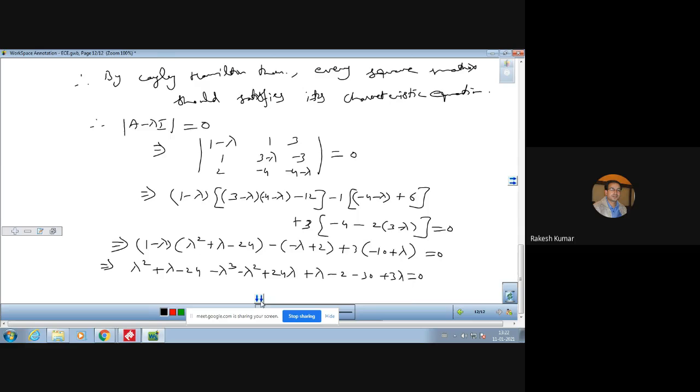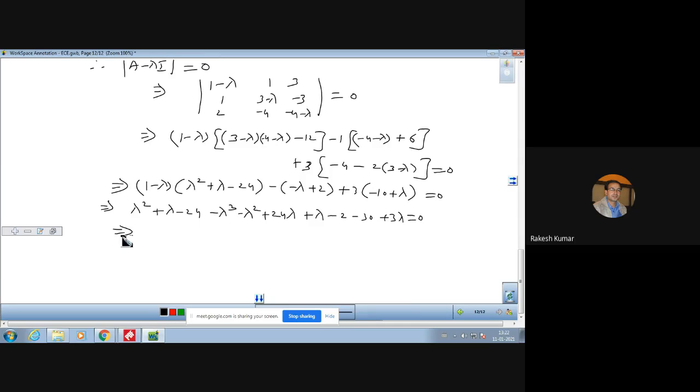Now you have arrived at the resultant equation. This is lambda cube, negative lambda square, and this lambda square can be cancelled out. 24 lambda and 3 lambda, that comes out to be lambda, 24 lambda and 3 lambda. This will give you 26 plus 2, 29 lambda.